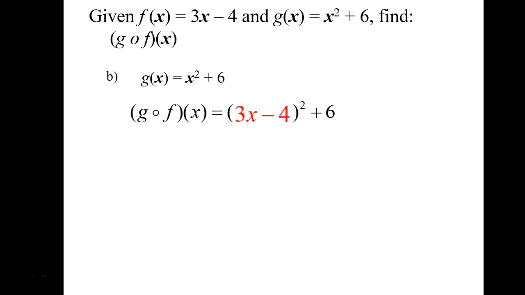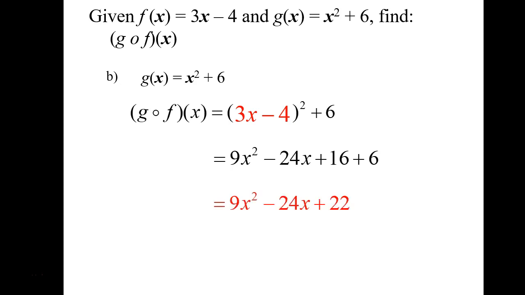We're going to square this, of course. Make sure you remember we have to FOIL. Please don't tell me that's 9x squared plus 16. Make sure you FOIL that. When you do, you get 9x squared minus 24x plus 16 plus the 6 at the end, and combine like terms.